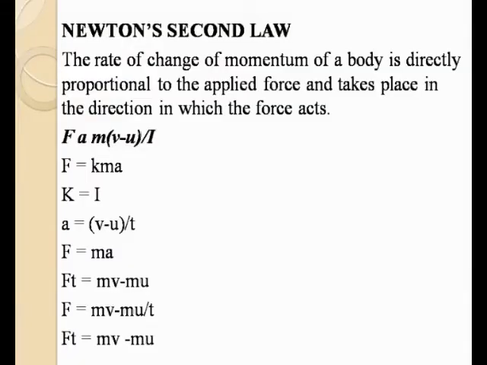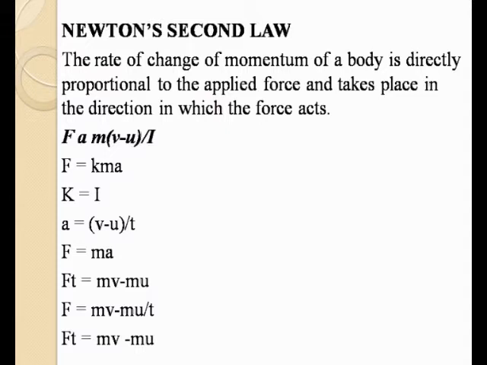Under Newton's second law, we have that the rate of change of momentum of a body is directly proportional to the applied force and takes place in the direction of what? Force. That is your F. The rate of change of momentum of a body is directly proportional to the applied force, which takes place in the direction of the force. It's given as F directly proportional to m into (v minus u).